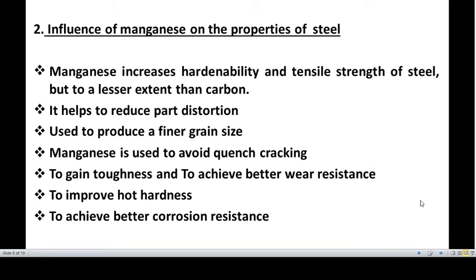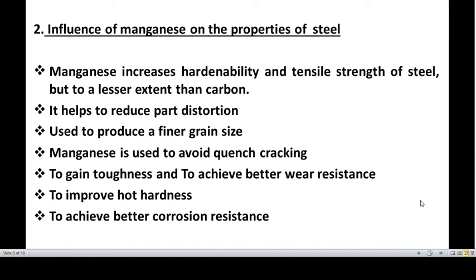Next is the influence of manganese on the properties of steel. Manganese also increases the hardenability just like carbon, but here manganese increases the tensile strength of steel to a lesser extent when compared to carbon. It helps to reduce part distortion in case of steel. It is used to produce a very fine grain size of the steel material.